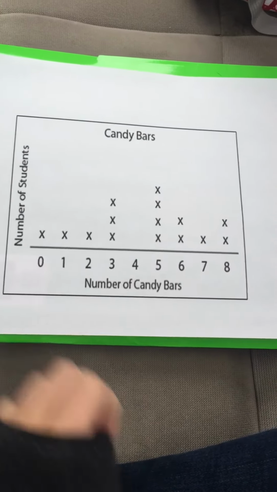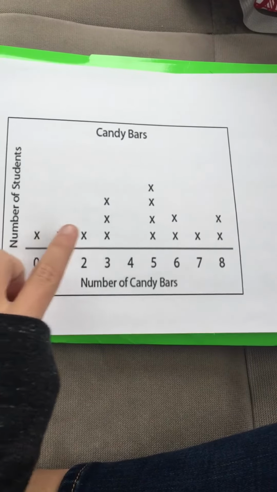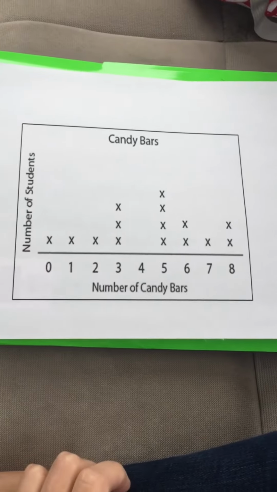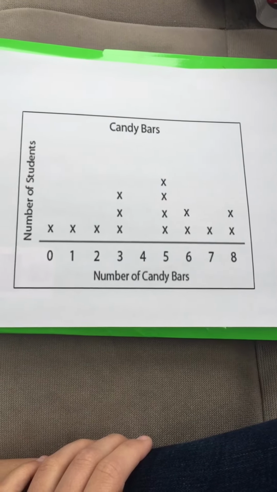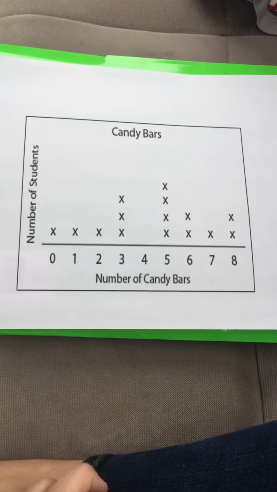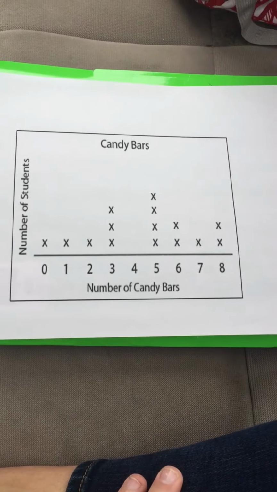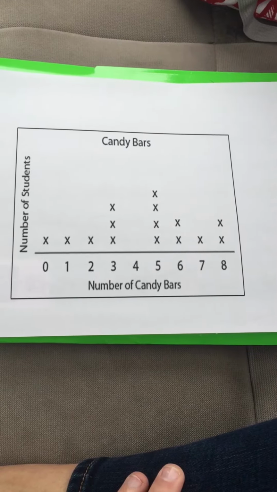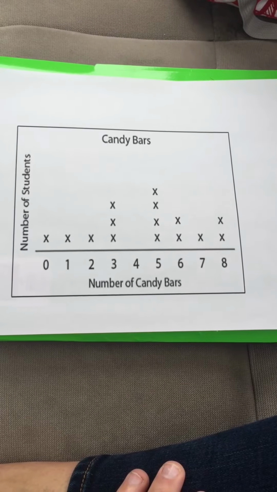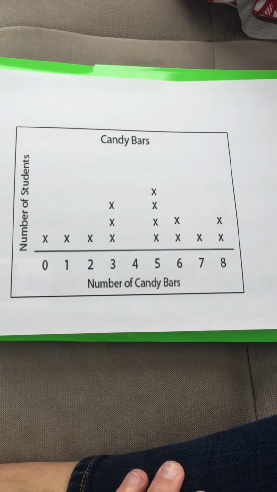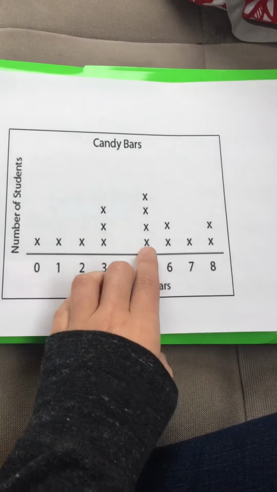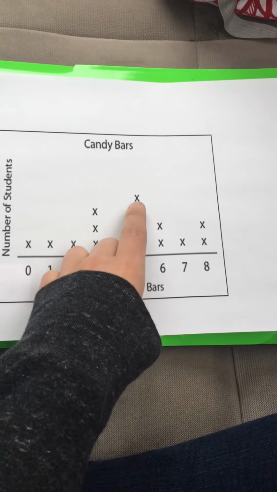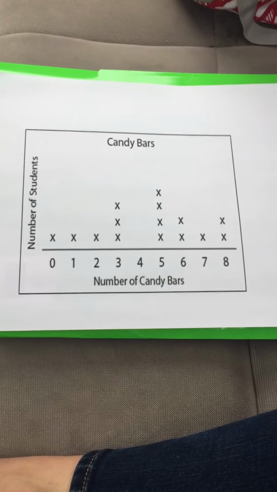The X's on the line plot represent the number of students, and each X only represents one student. So now that we know that, we can interpret this graph. We can ask questions like, how many candy bars did students sell the most of? And we can look at 5, and we know that they have 1, 2, 3, 4 X's, so that was the most amount sold.